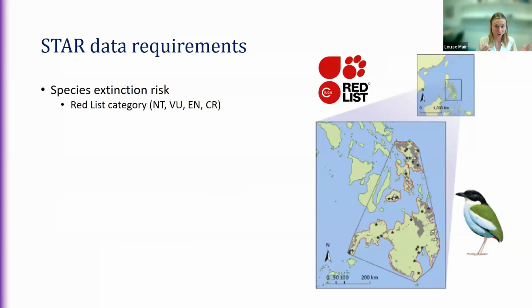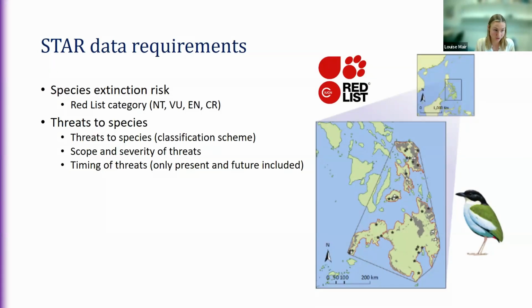In terms of how STAR is actually calculated, STAR uses data drawn from the IUCN Red List, the global Red List. So we need information on species extinction risk, and we focus on near threatened and then the 3 threatened categories of species. We need information on the threats that species face, and this is systematically documented as part of Red List assessments for each species. So assessors classify the threats to species according to a standard threats classification scheme. They document the scope and the severity of those threats, and they document the timing of those threats, whether they're past, ongoing, or predicted to occur in the future.